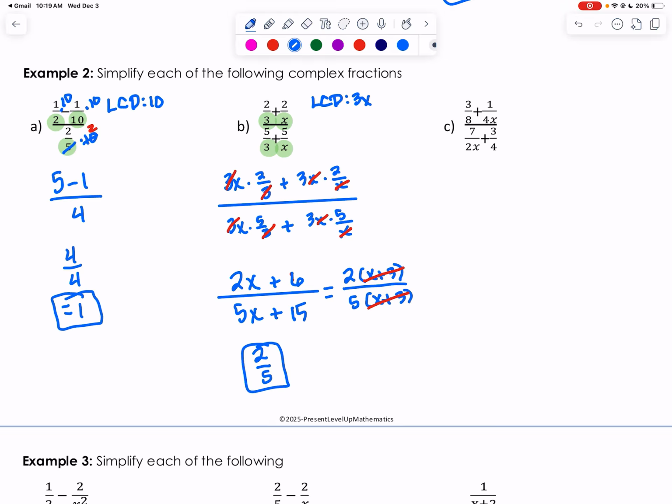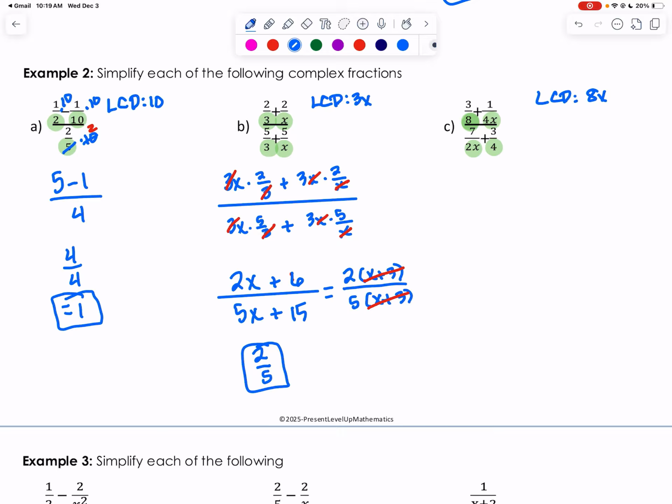All right, problem C. First step, start by examining each denominator. Hopefully you can see that your LCD would have to be 8x. Now, pause the video and try this problem on your own. It's just like problem B.